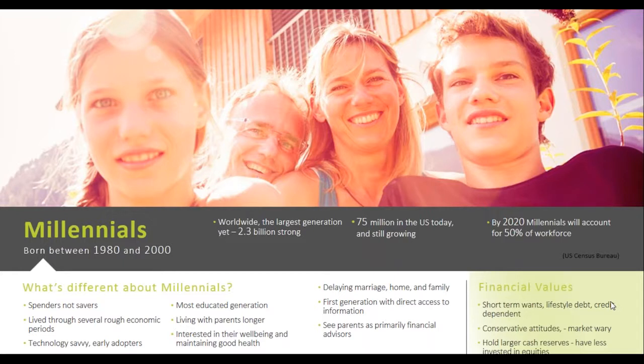They're by far and away the most educated generation. They're living with their parents longer because they're carrying more debt than any generation before them. They're very much socially conscious investors when they're investing, but they're interested in their own well-being and in maintaining good health. They've delayed the marriage, the home, the family, of course, because they're the most educated and they're carrying the most debt. But they're the very first generation that's had direct access to perfect and pure information than anyone before them. So they're by far and away the smartest generation.